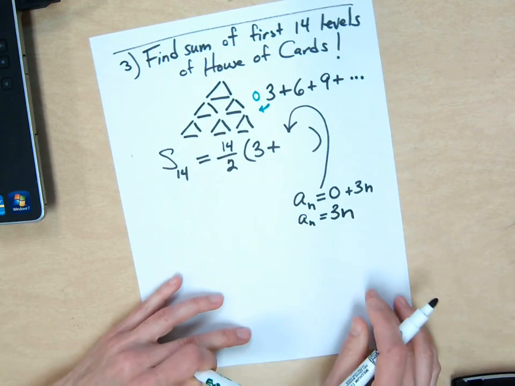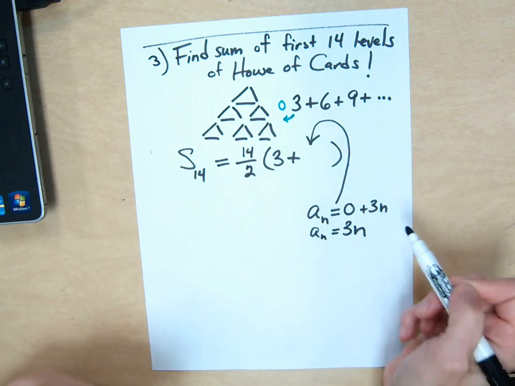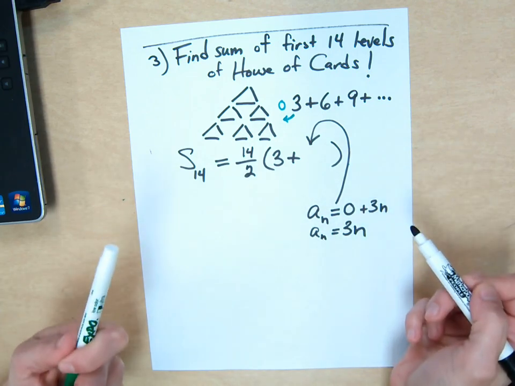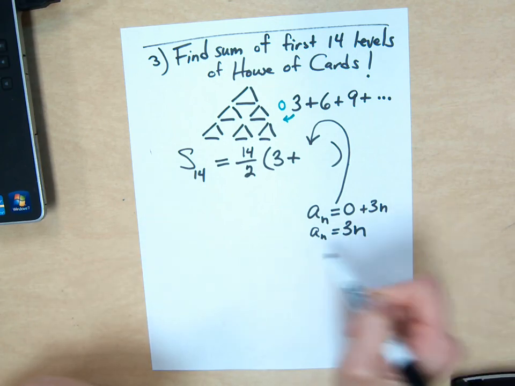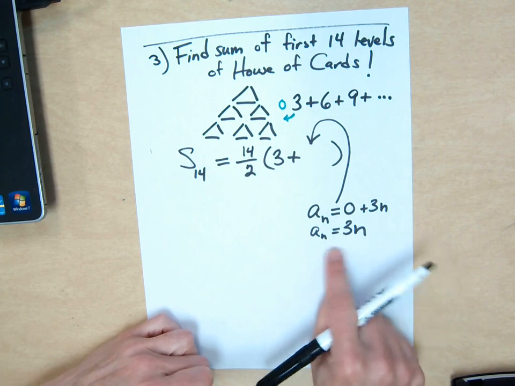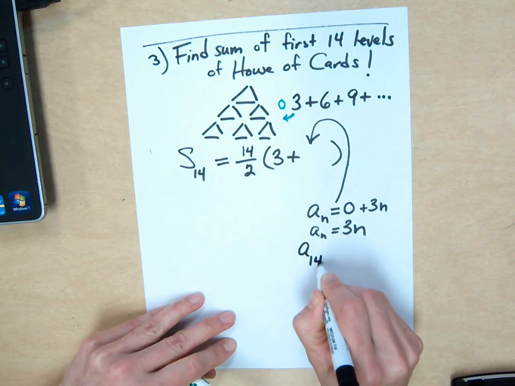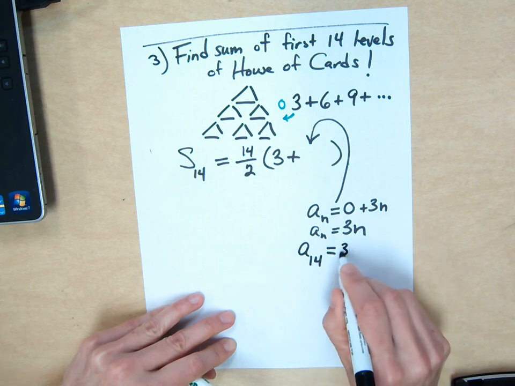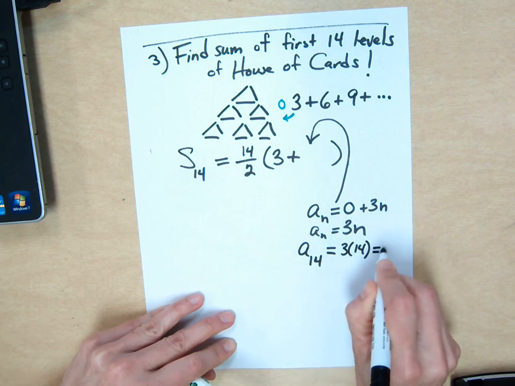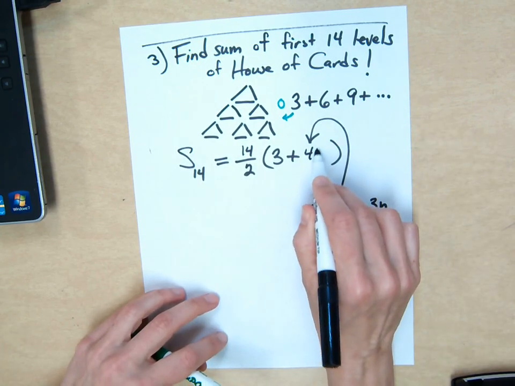Okay, it's a multi-step problem where we get to bring in what we learned about sequences into series. So this is the formula. I can find the number of cards on any particular row with this formula. I want to know how many are on the 14th level. So I just do 3 times 14. Yeah, 42. Great. So 42 is that number that we want in our formula.